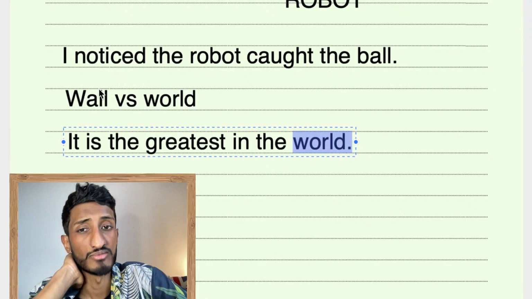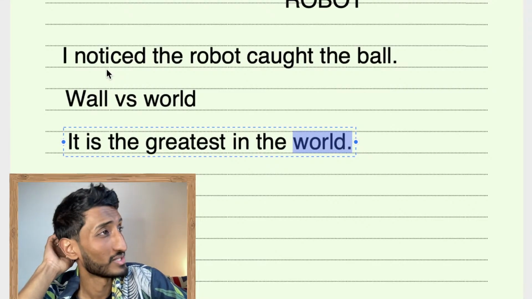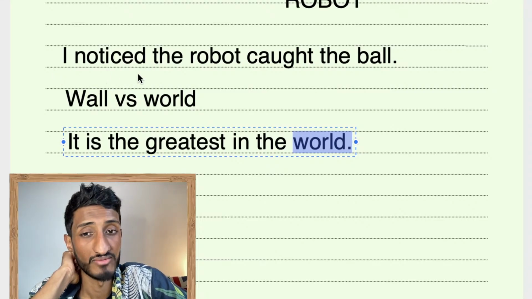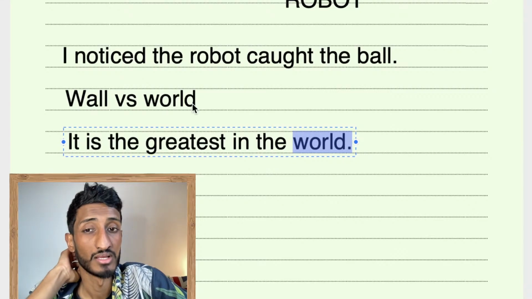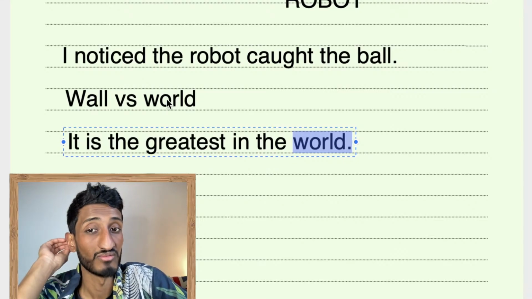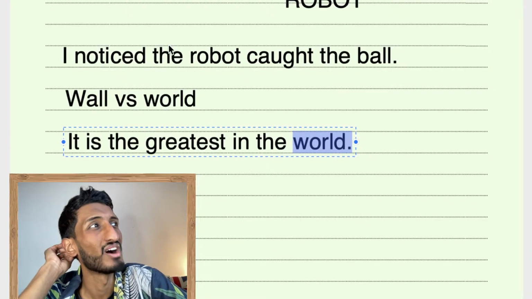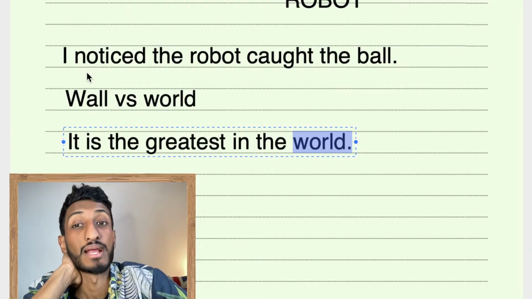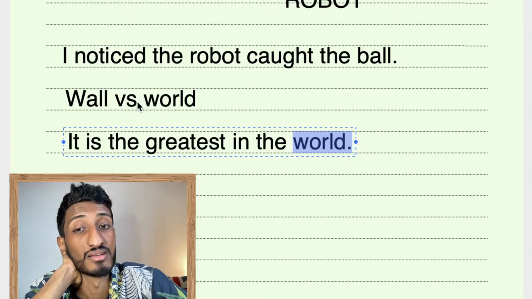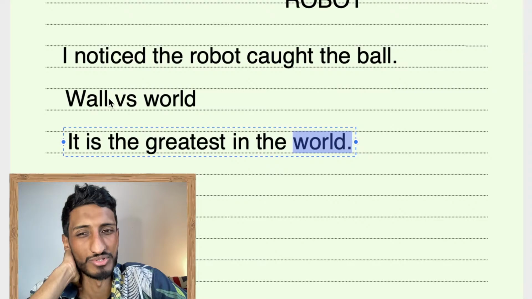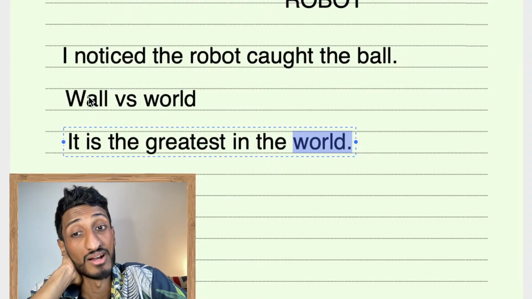In the Indian accent, it would be very similar, according to SDF, and I completely agree. World and world. So it is the greatest in the world. Or I climbed the wall. Yeah, so I guess it wouldn't even be word, it would be wall, wouldn't it? So I climbed the wall. It is the greatest in the wall. Right? Do you hear that? I'll say that one more time. I climbed the wall. It is the greatest in the wall.